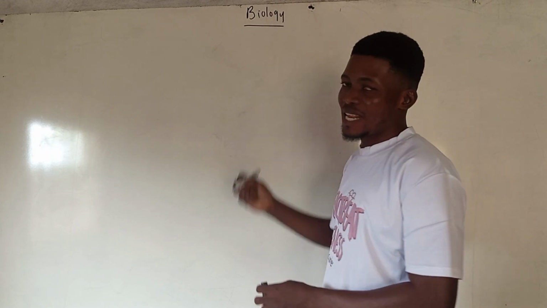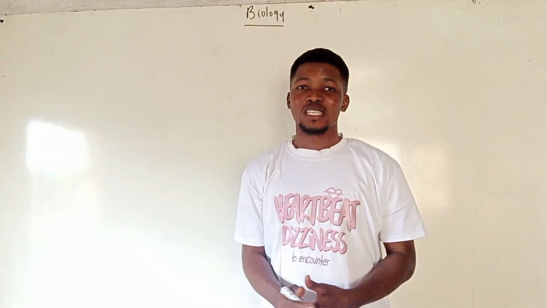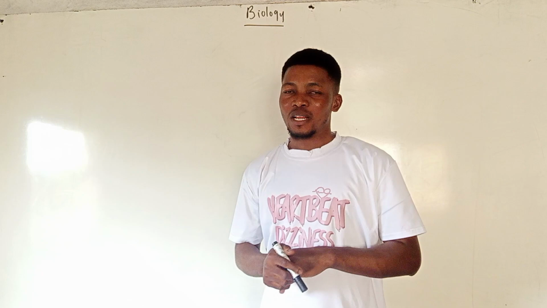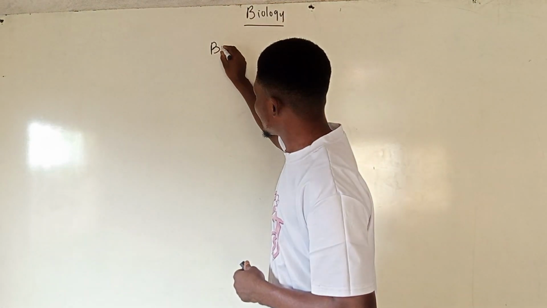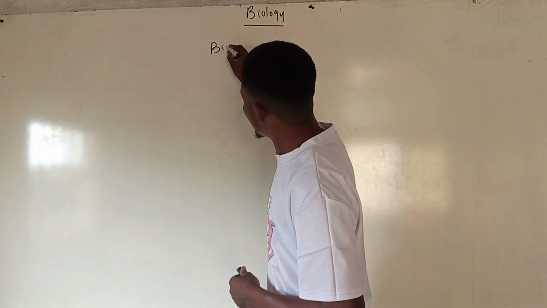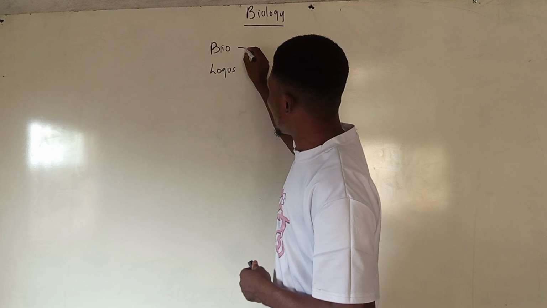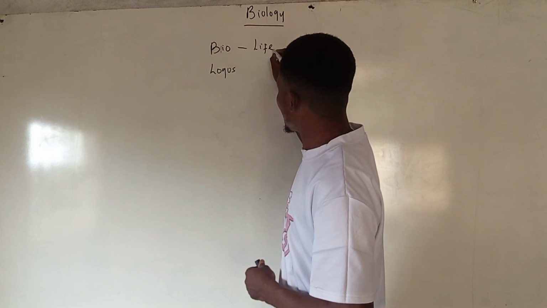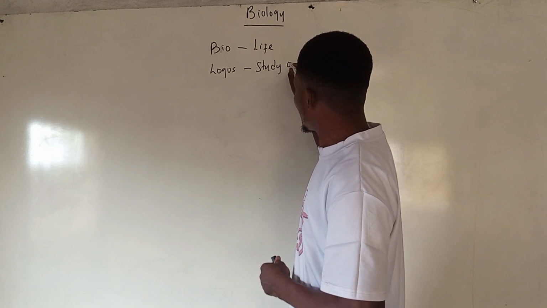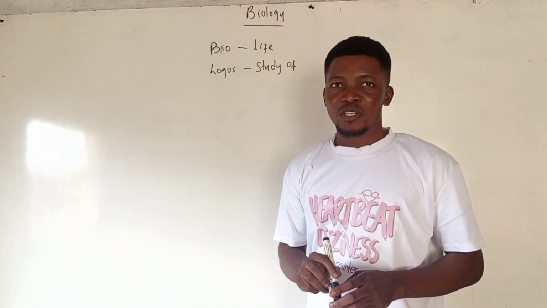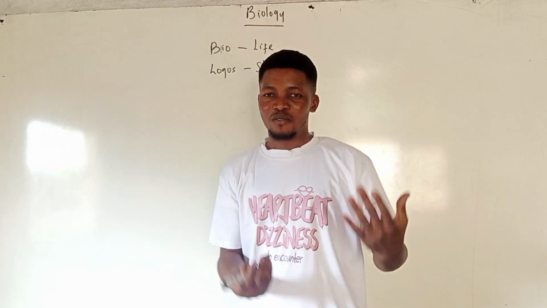So we're going to look at the meaning of biology. Biology is very simple to understand. There are two Greek words that make up biology, and these two Greek words are bio and logos. Bio means life, while logos means study of. So if we bring them together, biology means the study of life.